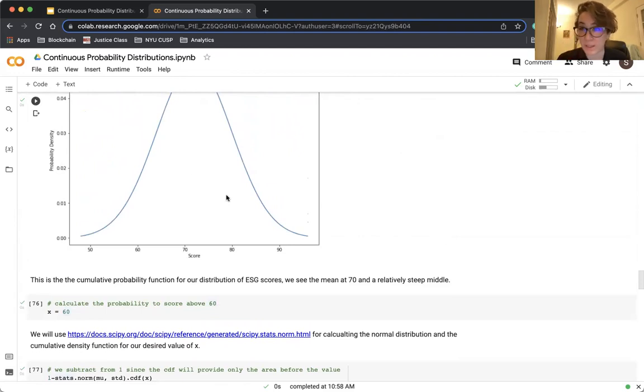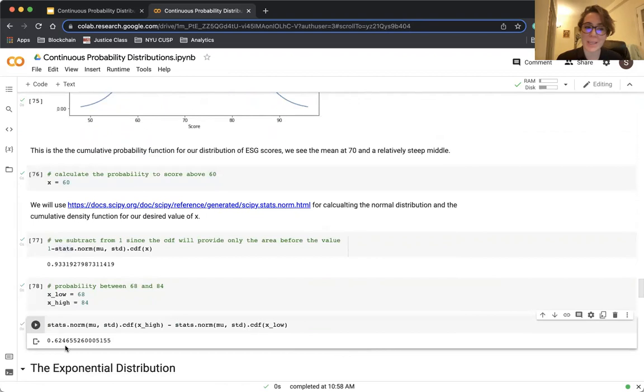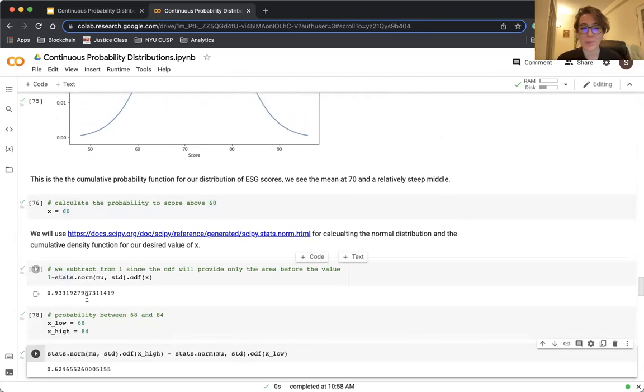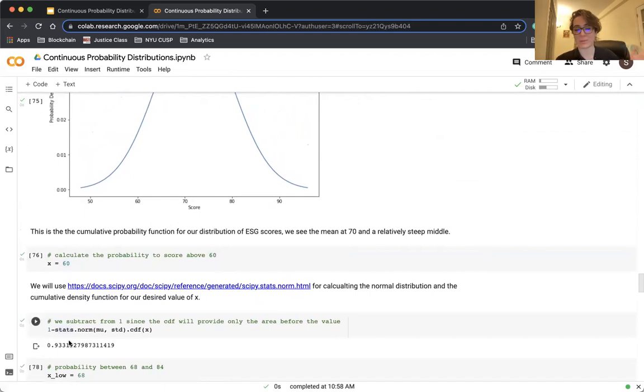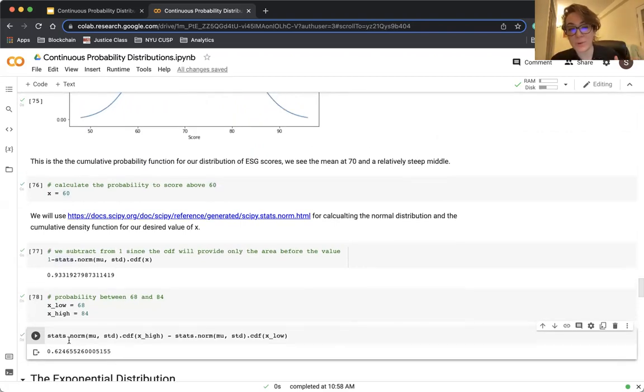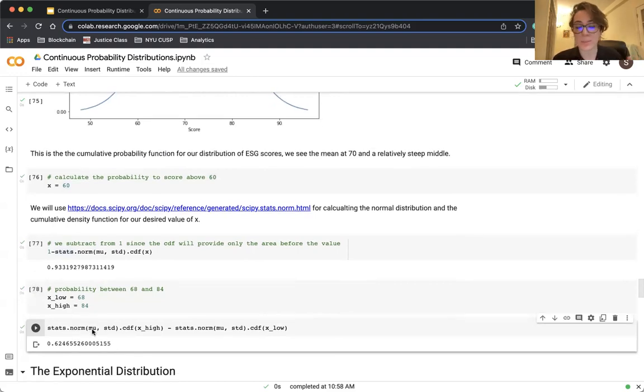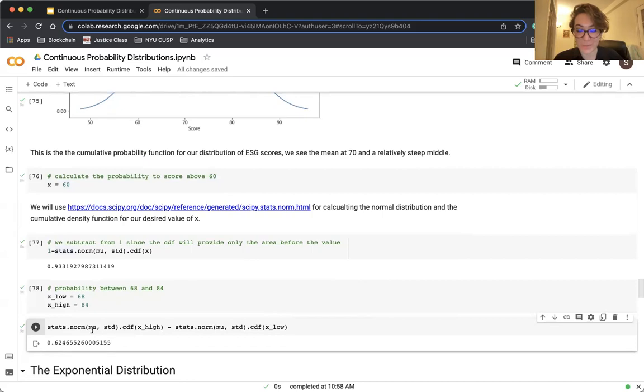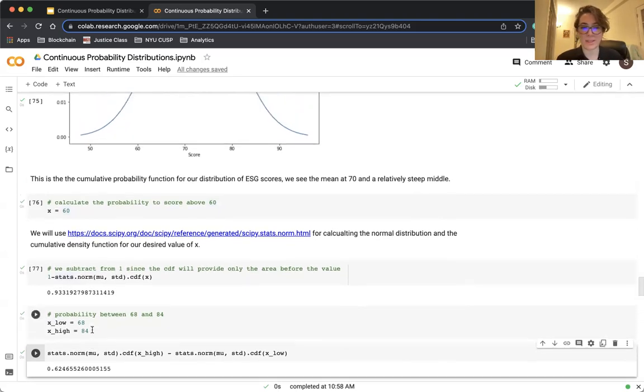So you could say with higher confidence that a company would score above a 60 because 93% of companies do. And if you wanted to get a little bit more granular to say the probability a company will score between 68 and 84, we can say that the probability is about a 62% chance. And that should explore the reasons for why we use this normal distribution to generalize what we'd expect to see. And we can start to now use that to inform the probability of the expected outcome.